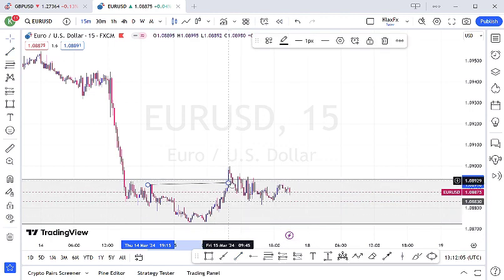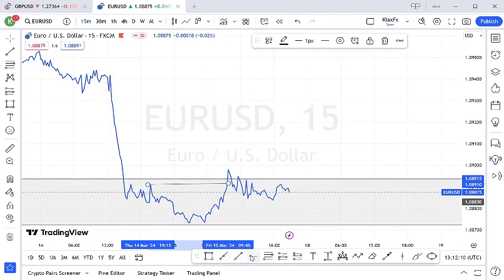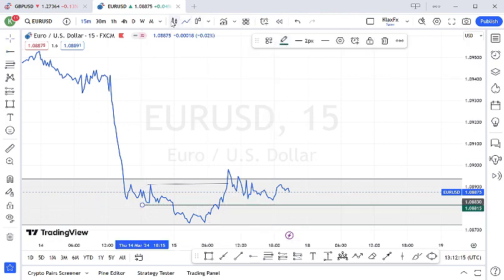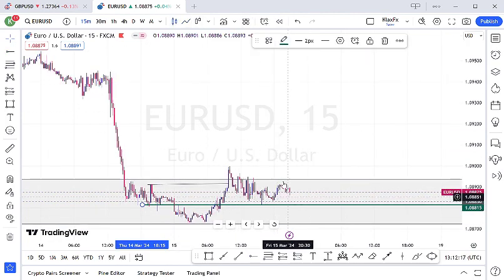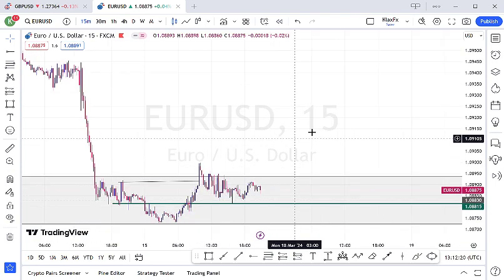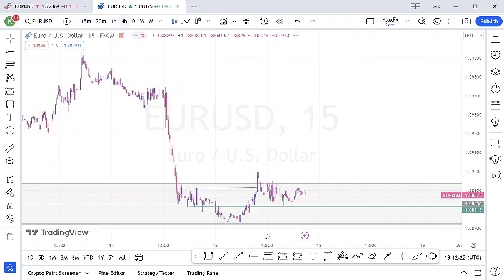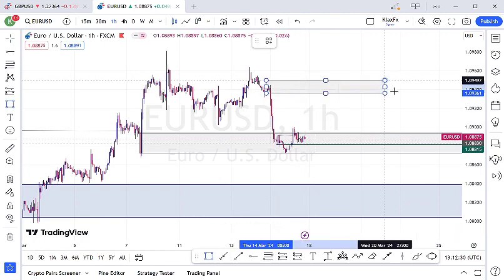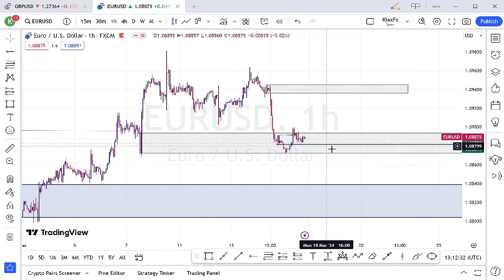So this looks like a QM. Let me check my line charts. Okay, this looks like a QM. So I'll be anticipating, at least for the meantime, price to move from this zone to at least this zone here first. So I'm anticipating something like this.